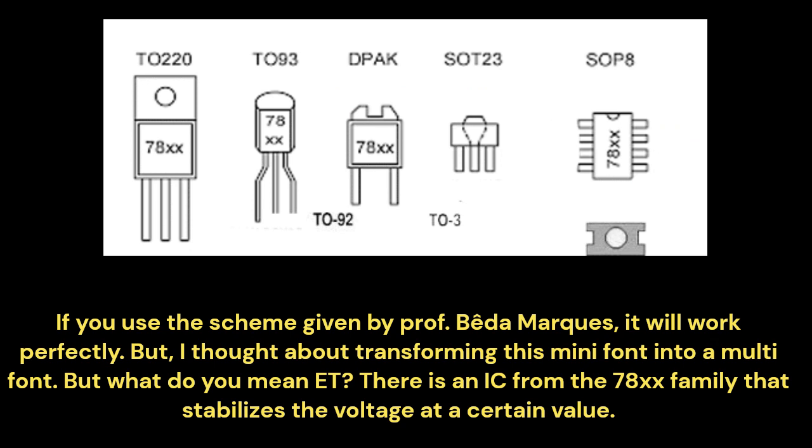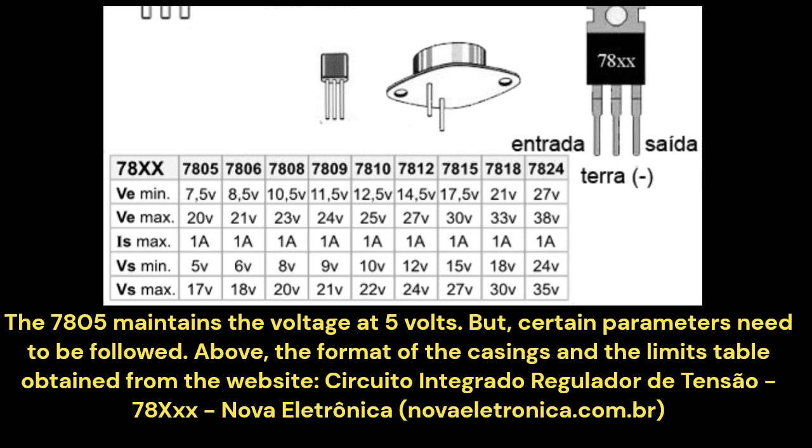If you use the scheme given by Professor Bêda Marques, it will work perfectly. But I thought about transforming this mini source into a multi-source. But what do you mean? There is an IC from the 78XX family that stabilizes the voltage at a certain value. The 7805 maintains the voltage at 5 volts.